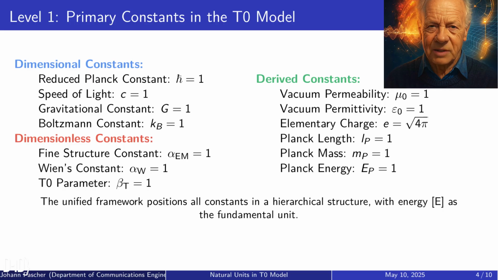From these, we derive various other constants. Vacuum permeability and permittivity both equal 1. The elementary charge becomes the square root of 4 pi, approximately 3.544. Planck length, Planck mass, and Planck energy all equal 1 by definition. This unified framework positions all constants in a hierarchical structure with energy as the fundamental unit, revealing their interconnections in a way that traditional unit systems obscure.